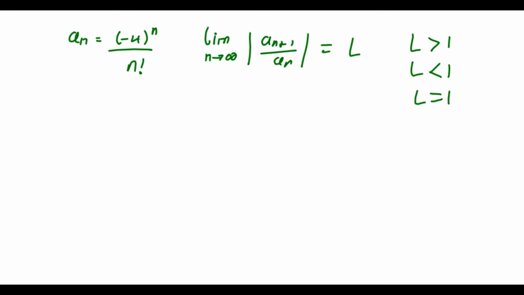What you need to remember is this: after performing this evaluation, when the value of L that you get is greater than 1, the sequence or the series diverges. When it's less than 1, it converges. When it's equal to 1, you can't make a conclusion. This is inconclusive.